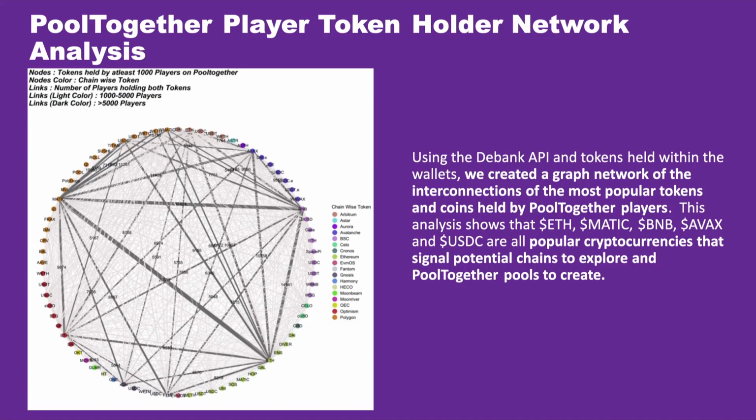We also did a little bit of analysis on the token holder network. So basically, what we plot in this network plot are tokens that are held by at least 1,000 players. And then we're coloring it by the chain. And then the links between the nodes are the number of players that hold both tokens. So this is interesting because it shows that ETH, Matic, BNB, USDC, they're all popular cryptocurrencies that signal potential chains to explore and could be indicative of other pools that could be created that might have some success on the PoolTogether network.